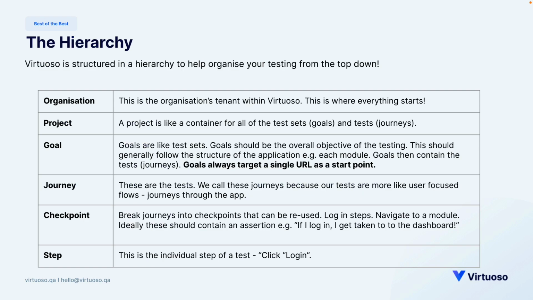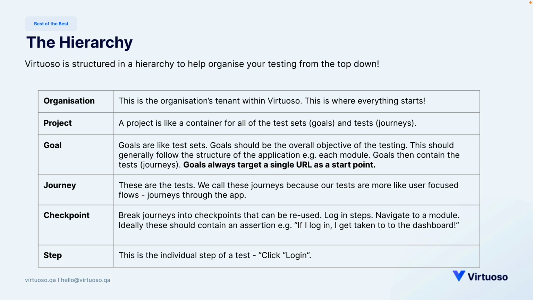Right, so we're going to first talk about Virtuoso in terms of how it is structured. There are 6 levels essentially. There's an organization, which is effectively your tenant within Virtuoso, which is where everything belongs. You then have projects. They're like containers for all of your test sets, your goals, and then the underlying journeys. So these could be, for instance, where you're testing different applications. For example, you contain them within a project.